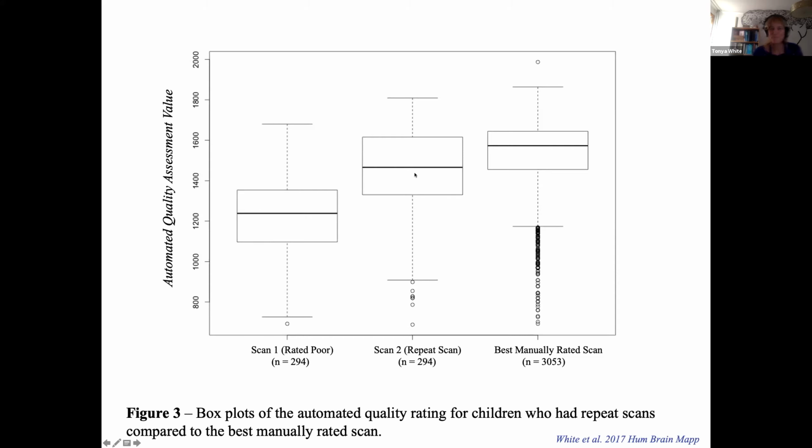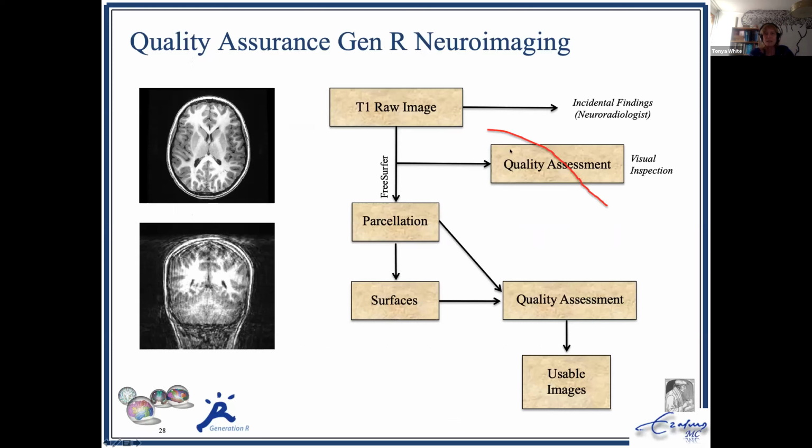So that's good news. So what we've done in Generation R is we've actually removed this step here and we use the auto QA. And we still do visual assessment of the FreeSurfer quality assessment, and we still do incidental findings, but we remove this step and it's probably a little bit redundant as well. But we also can use this measure as a covariate in the analyses.